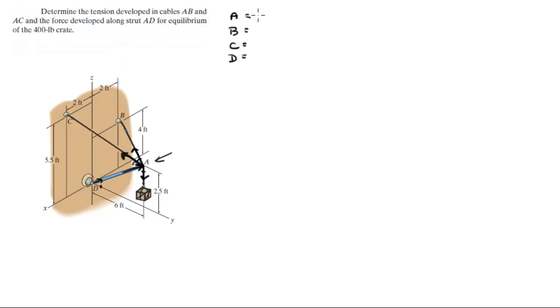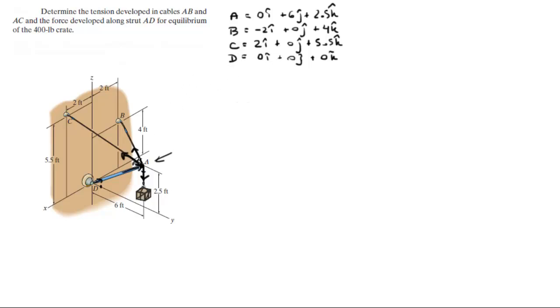So A sits at 0 in the I, plus 6 in the J, plus 2.5 in the K. B sits at negative 2 in the I, plus 0 in the J, plus 4 in the K. C sits at 2 in the I, plus 0 in the J, plus 5.5 in the K. And D sits at 0 in the I, plus 0 in the J, plus 0 in the K. Now we have all the points involved. Time to find some unit vectors.